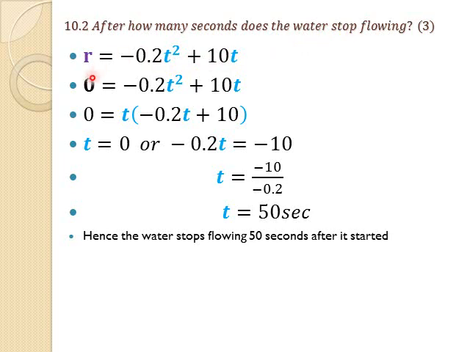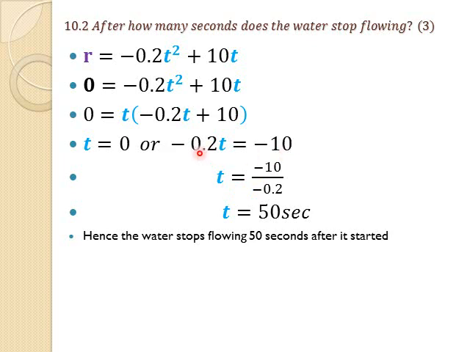When the water stops flowing, my rate must be 0. So 0 equals negative 0,2t squared plus 10t. Take out t as a common factor, and I'm left with t times negative 0,2t plus 10. T then equals 0, or negative 0,2t equals negative 10.